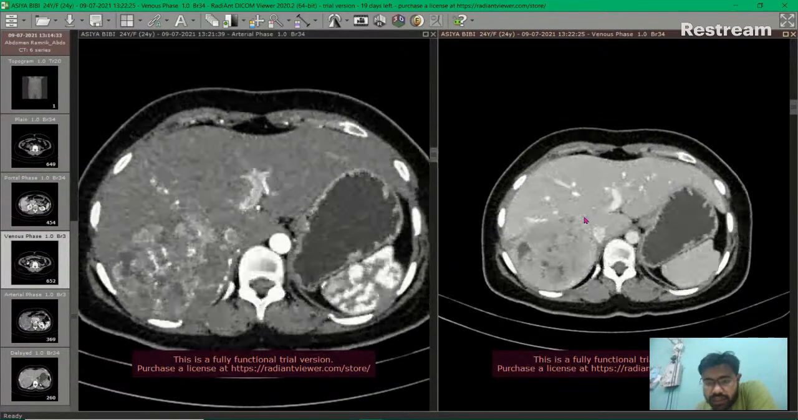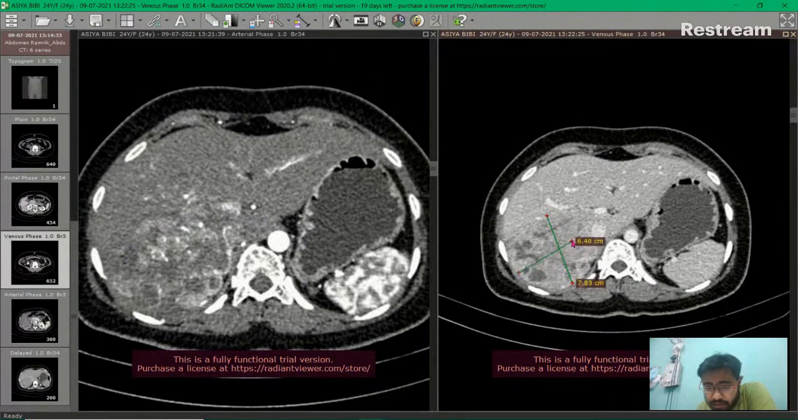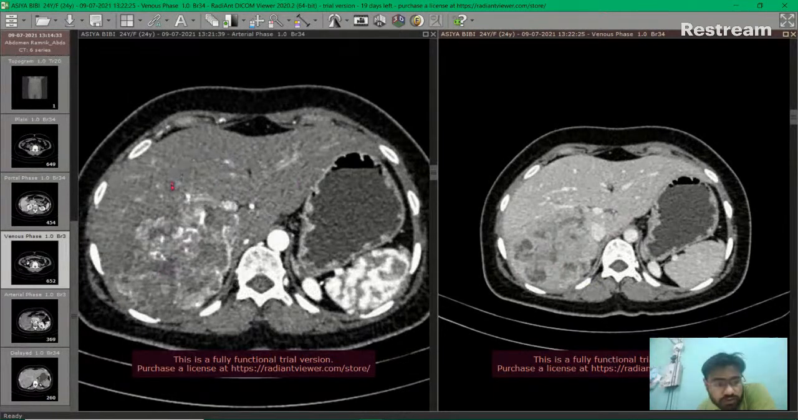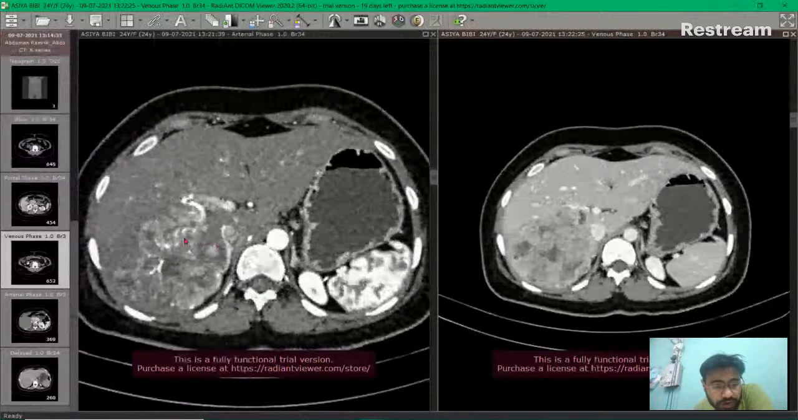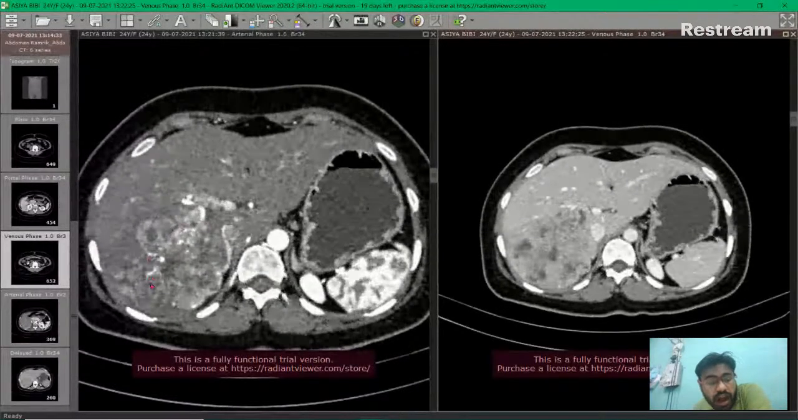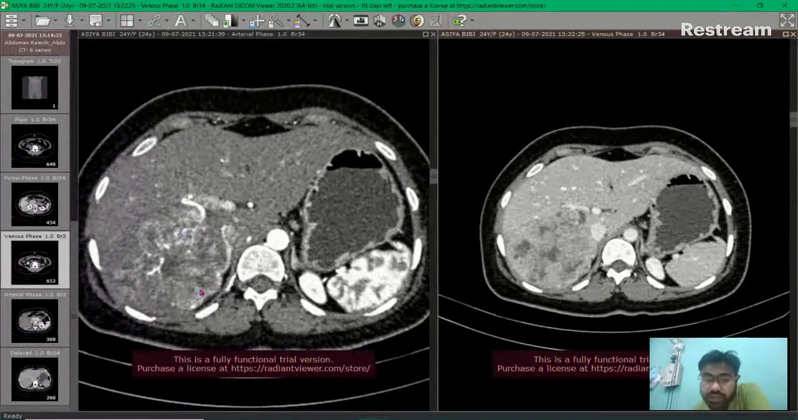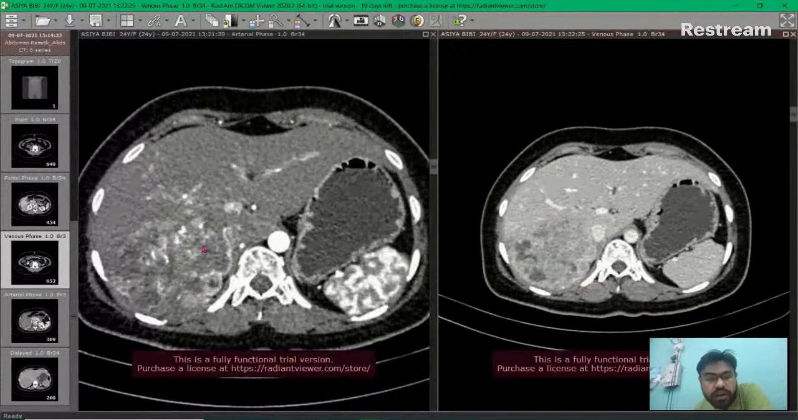But now see the imaging finding. You can see that there is a hyperenhancement in this portion. The image which you are seeing is a 20-second arterial phase image. You can pretty well see that there is arterial hypervascularity of this mass lesion, and definitely it is a non-rim pattern of arterial phase hyperenhancement, non-rim APHE.